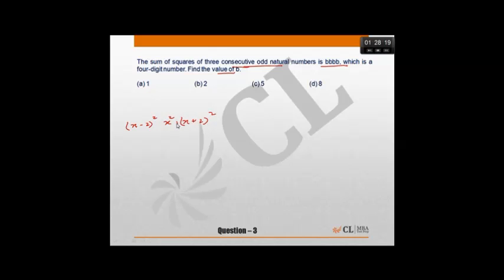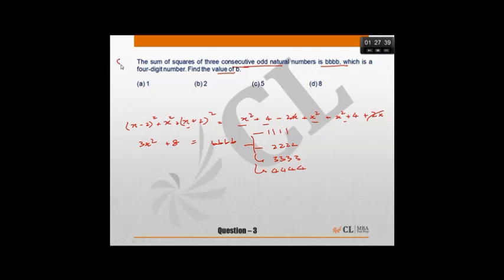is BB. So this becomes a square plus b square minus 2ab, plus x square, plus a square plus b square, x square plus 4 plus 2x, plus 2x minus 2x. So x square, x square, x square. So this becomes 3x square plus 8. This should be equal to BB, which means it can be either equal to 1111, or 2222, or 3333, or 4444.